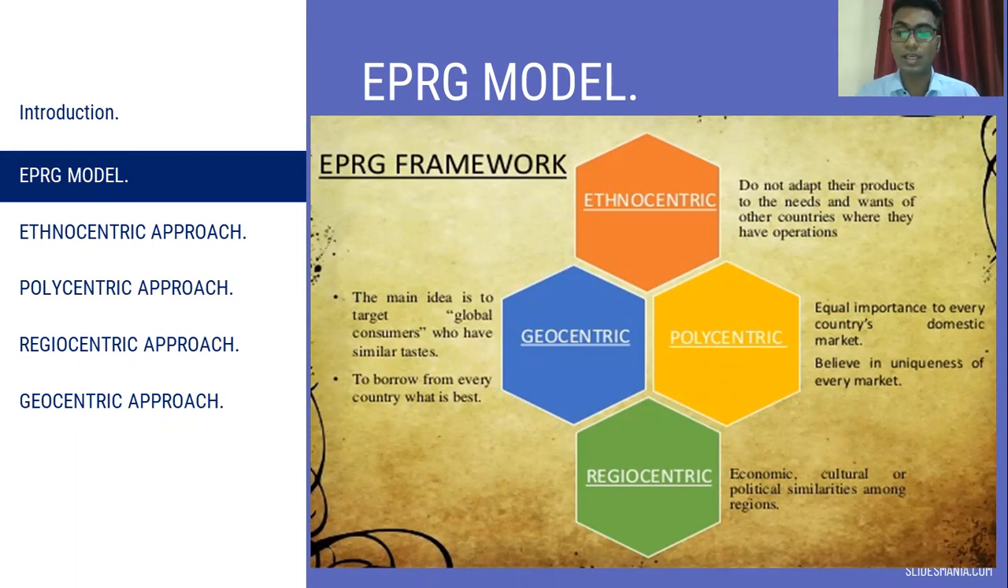Then the regiocentric approach considers economic, cultural, or political similarities amongst regions. It is a transition phase between ethnocentric and polycentric, where they define the similarities between countries, make a region, and work accordingly in a regiocentric approach.